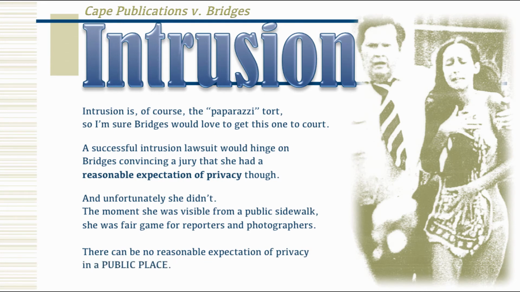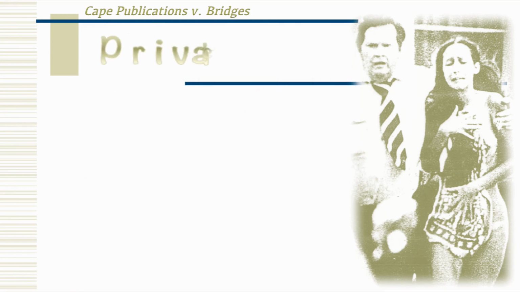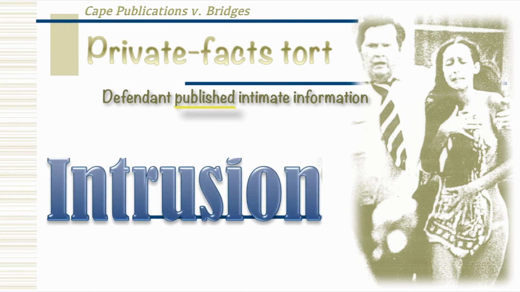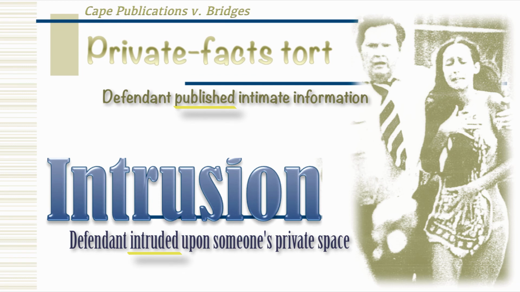As I've said, because of this public place defense in both private facts and intrusion, students will often get the 2 all muddied up. And that's why it's really important with privacy to hold on to the phrases. Publication of private facts is about intimate information that's being published without consent. Intrusion is all about the reasonable expectation of privacy. There's a little bit of overlap there, but they are distinct torts, distinct rights. So you don't have to worry about it as long as you hold on to those phrases. You'll be totally fine.